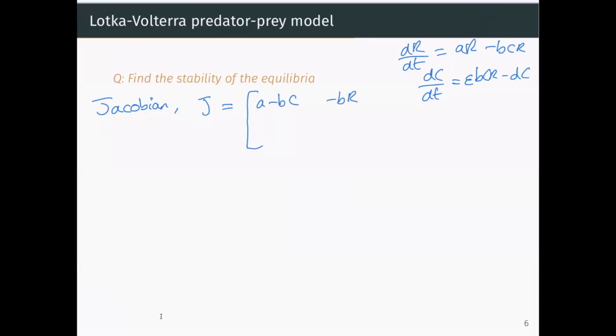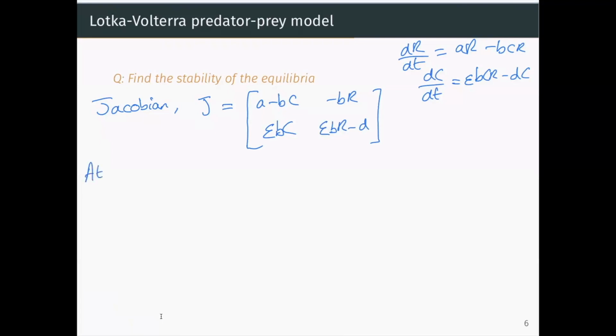On the second row, we're taking our partial derivatives of our second equation, so of dC/dt. And this bottom left entry here is going to be our partial derivative of dC/dt with respect to R. So we're going to have epsilon BC. And then in the bottom right corner, it's a partial derivative of our second equation with respect to C. So we'll have epsilon BR minus d. So that's our general Jacobian. And we want to think about what the eigenvalues of this Jacobian are at our different equilibria.